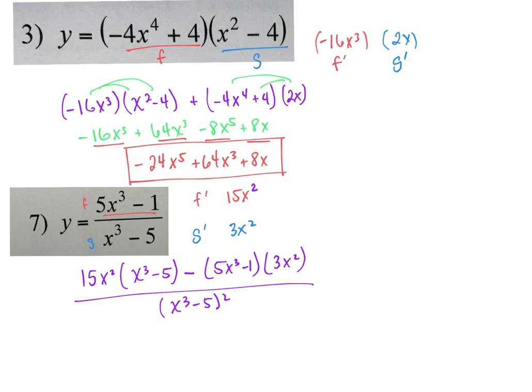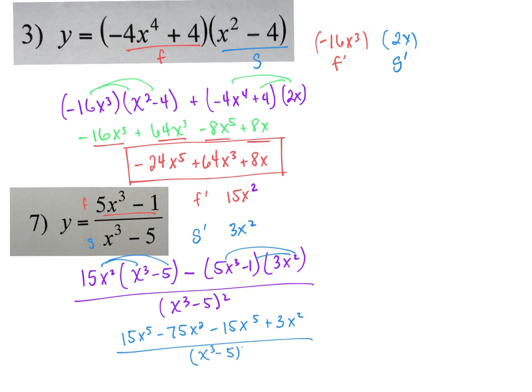and simplify. So if I distribute here, I get 15x to the fifth minus 75x squared minus 15x to the fifth plus 3x squared, all over this right here. Combine like terms, 15x to the fifth, negative 15x to the fifth cancel. Negative 75 and positive 3 give me negative 72x squared.